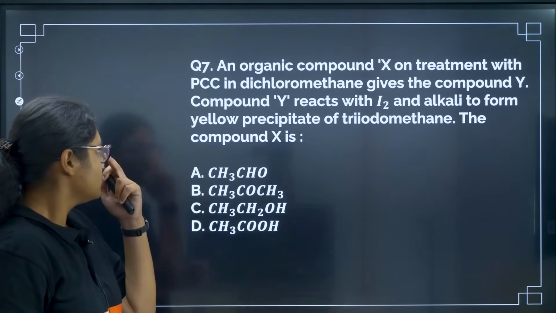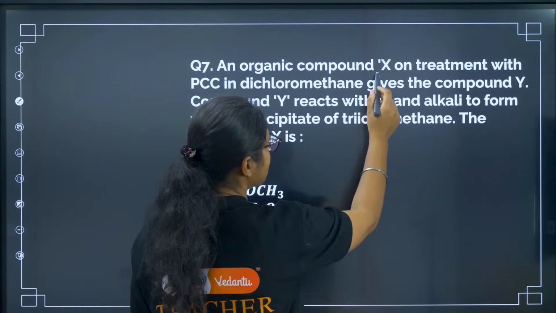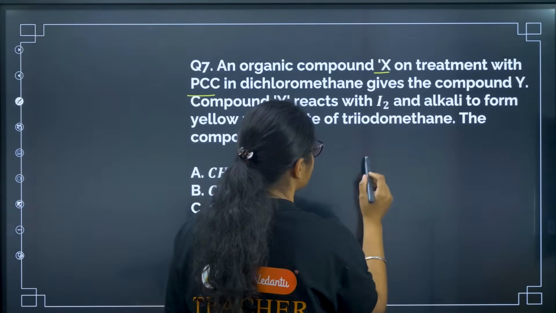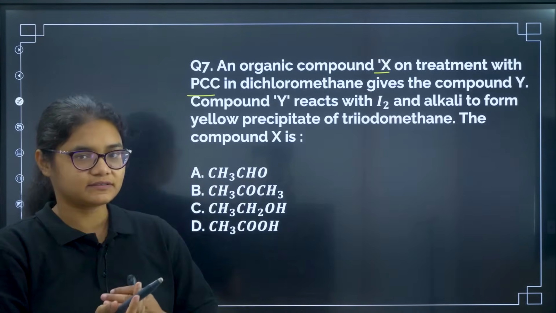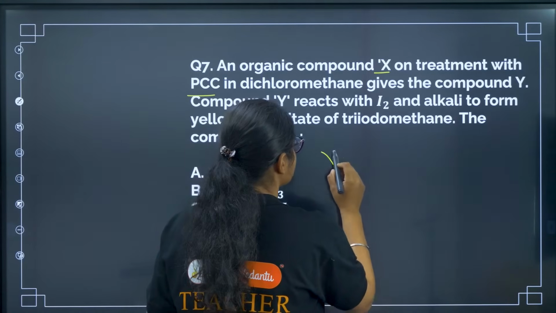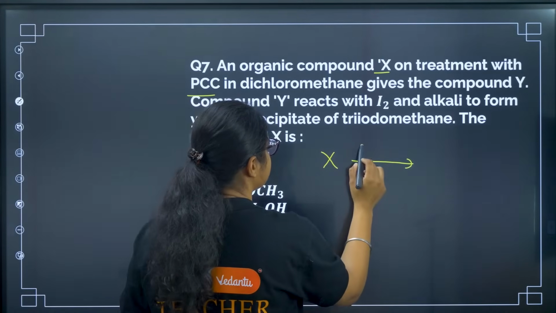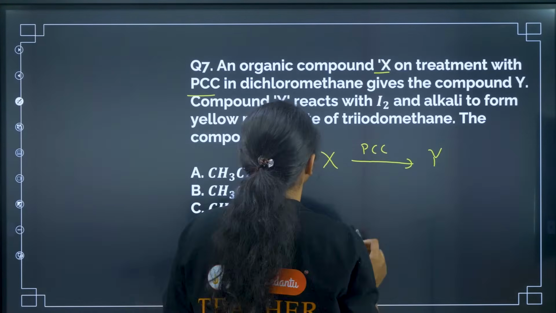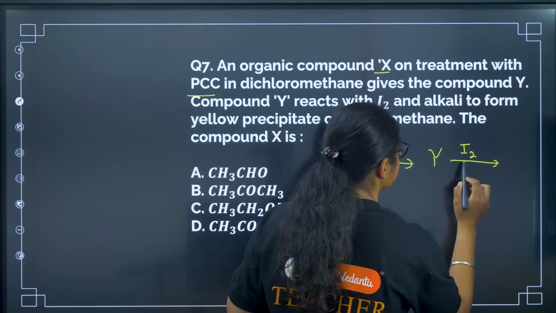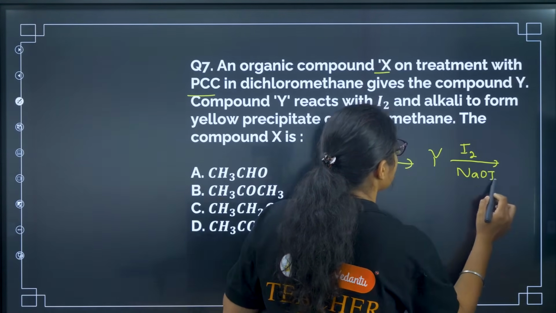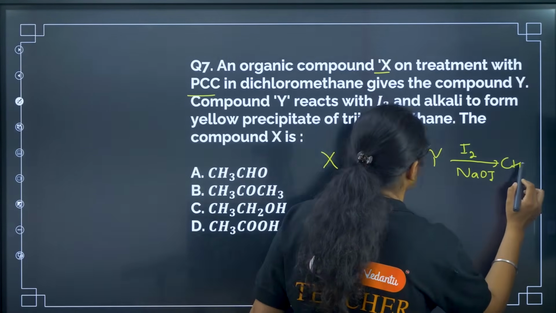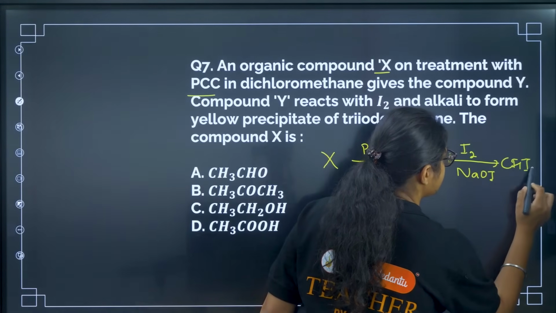Okay, next question. An organic compound X on treatment with PCC in dichloromethane gives the compound Y. So when you read such statement based questions, read each statement and write down the reactions so that you can easily do it. So we have X and then it is treated with PCC to give you Y. Now compound Y reacts with I2. So this is again your iodoform reaction in an alkaline medium to form a yellow precipitate of triiodomethane. So CHI3 is formed.